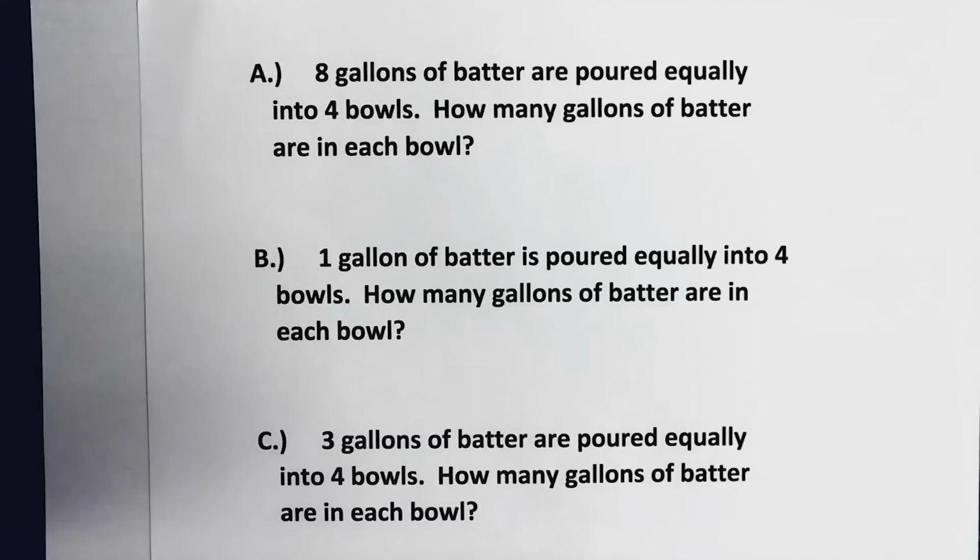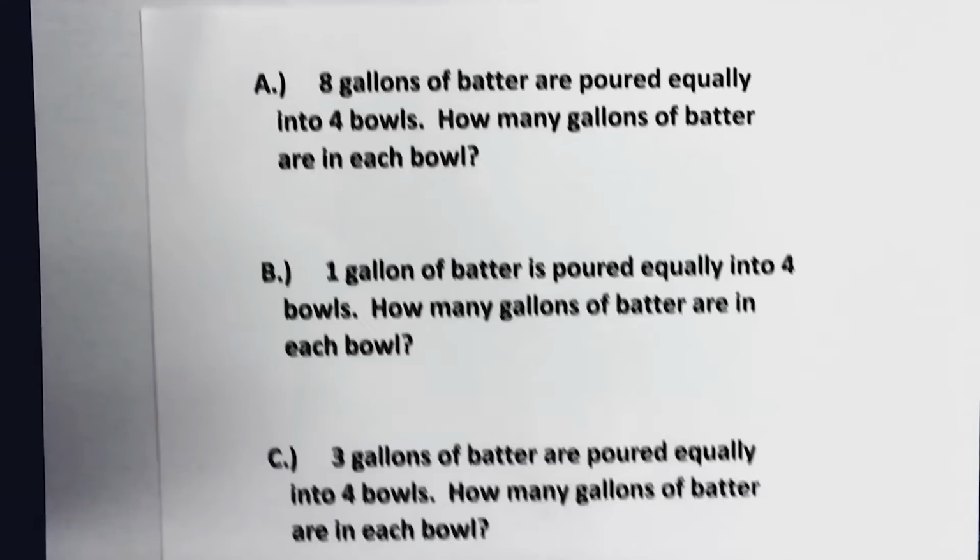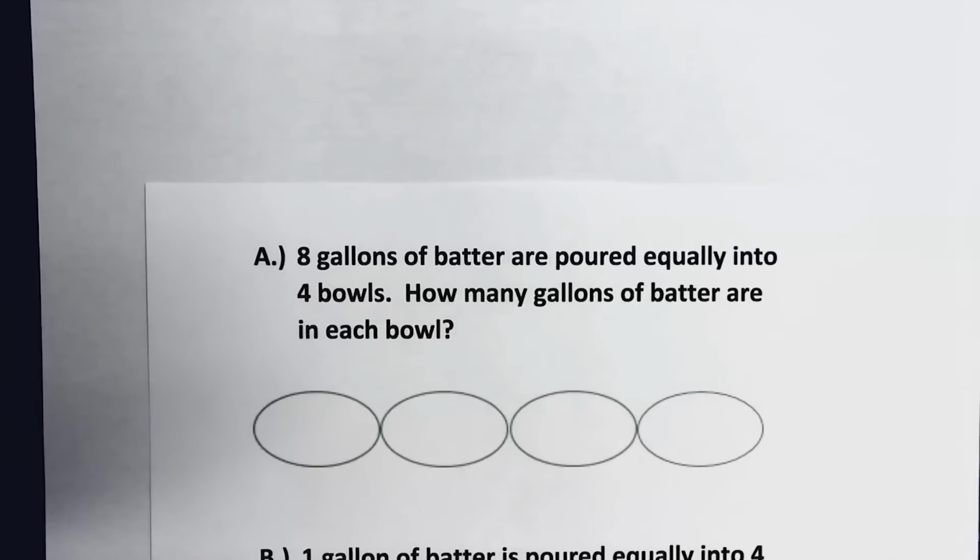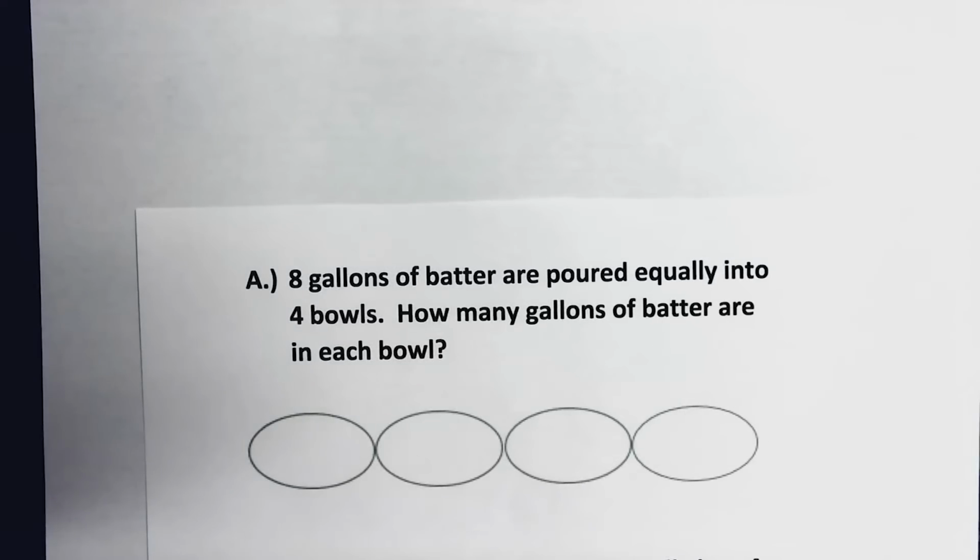So, what similarities do you notice about the 3 scenarios? I agree. One of the similarities is that they all contain 4 bowls. Let's look at what that might look like as a model. So, let's look at A. Draw these 4 circles for this problem. Those first circles represent the 4 bowls.